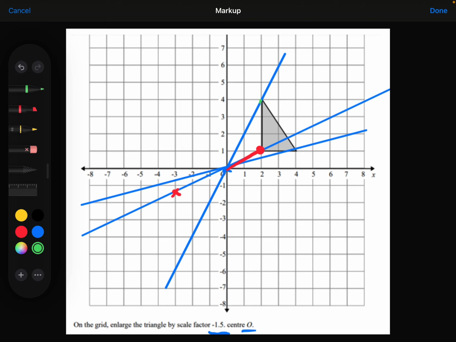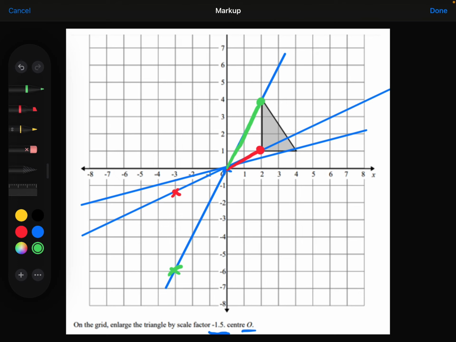Next, let's look at this point. That is currently 2 squares across and 4 squares up. So multiply that by 1.5. It's going to be 3 squares across and 6 squares up, or down, because we're going in the opposite direction. So it's going to go down to here.